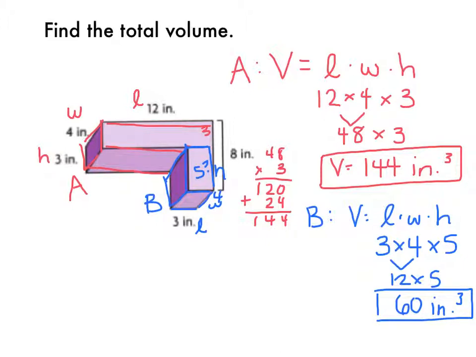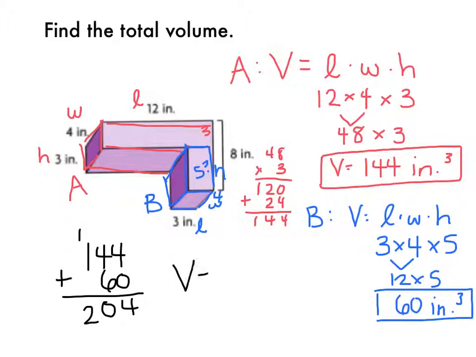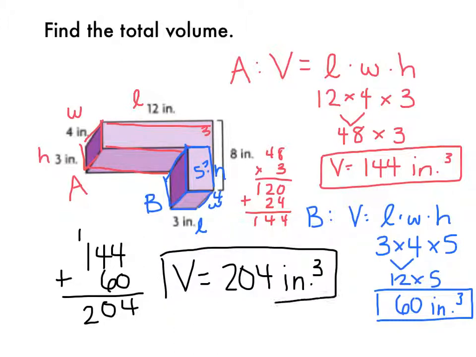Now, the last step is to take the two totals and add them together. So we have 144 plus 60, and that's going to give us a total of 204 cubic inches, and that is our total volume.